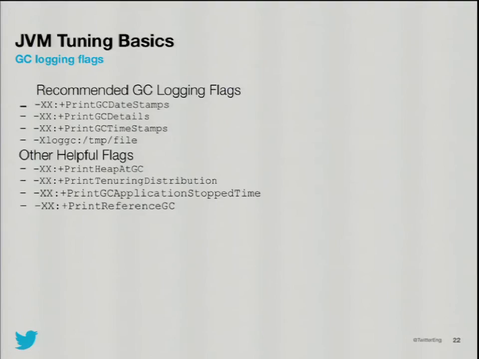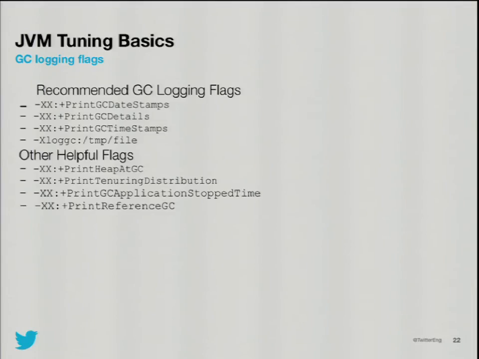Print GC details and print GC timestamps are the tried and true ones that everyone should be using. And log GC to a file also is good as well, so it's not going to standard out or standard error and screwing up your logs. The rest are just various levels of information.